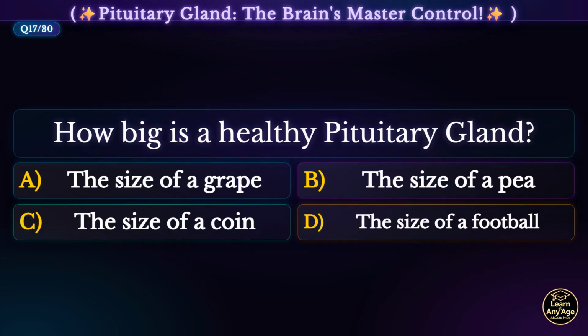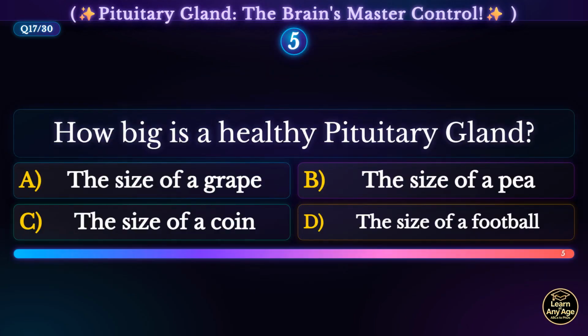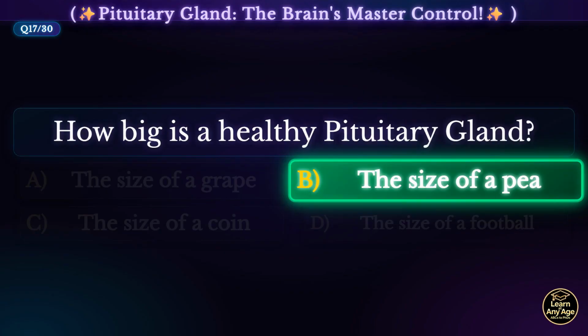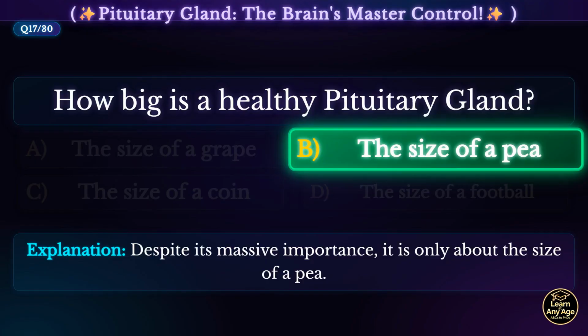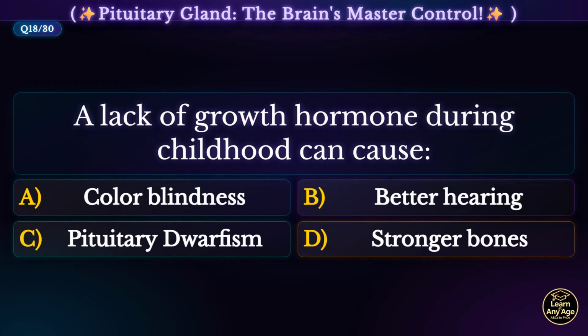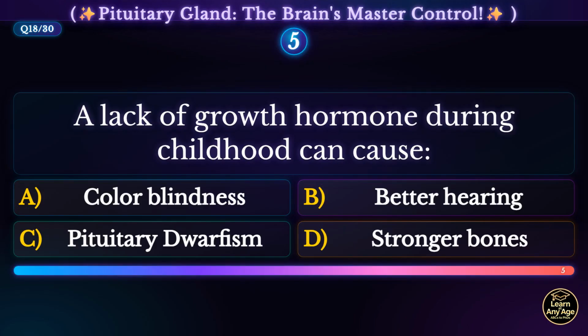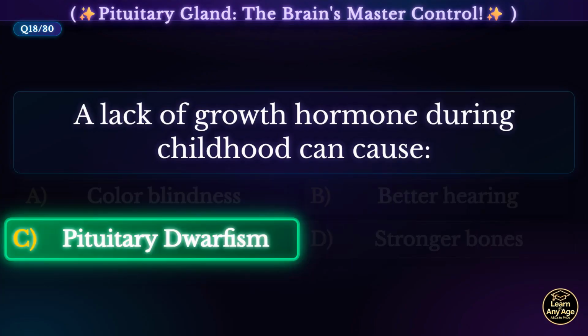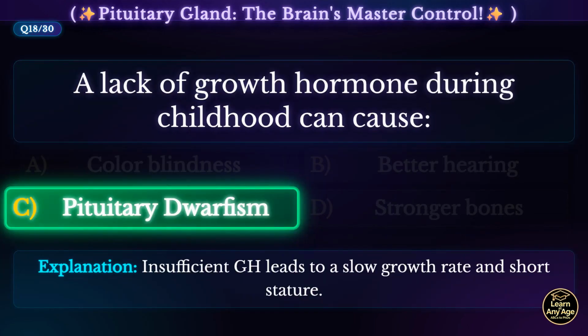How big is a healthy pituitary gland? The size of a pea. Despite its massive importance, it is only about the size of a pea. A lack of growth hormone during childhood can cause pituitary dwarfism. Insufficient GH leads to a slow growth rate and short stature.